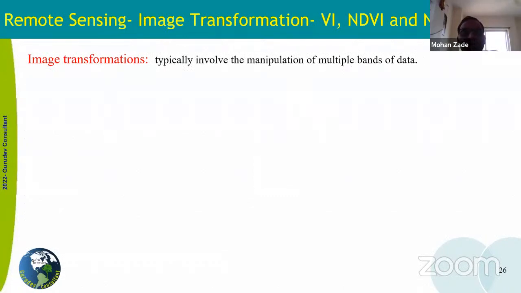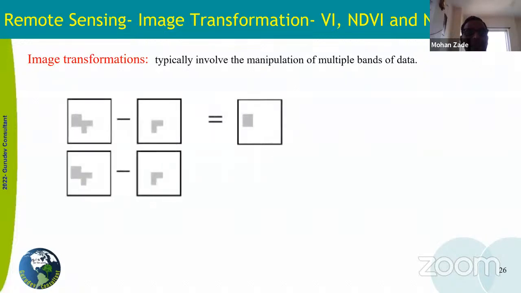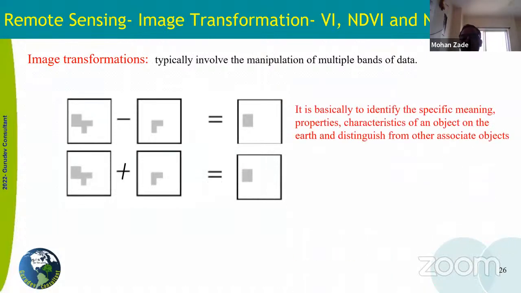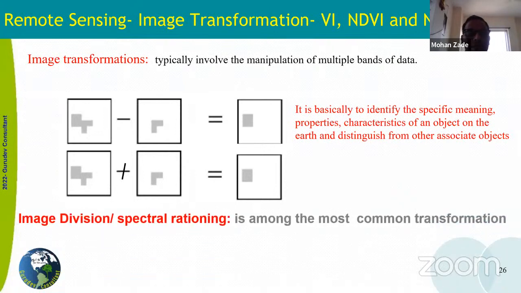Now, once you know the spectral characteristic curves, with their help you can go for image transformations. Image transformation is nothing but the manipulation of multiple bands. Like if you have band 1 and band 2, then you can subtract, add, and so on, and get a result. This gives a different perspective or enhancement.